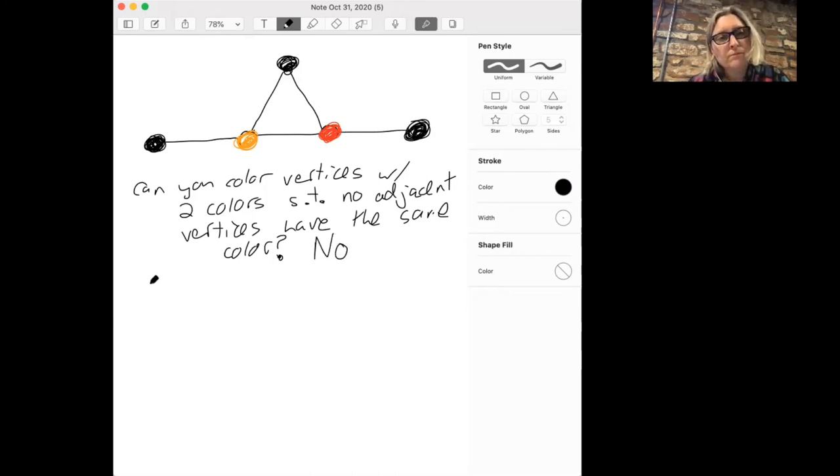Okay, so the answer here is no. And we'll see that the real question going on here is whether or not this graph is bipartite, meaning whether you can put all the vertices onto either the left side or the right side so that no two left-hand vertices are connected and no two right-hand vertices are connected. And here we can't do that. Like if we started putting this one on the left, then this one would have to be on the right. And then this one would have to be on the left, but then this one's connected to both the left one and the right one. So we're gonna learn more about this later, but we're gonna say that this is not a bipartite graph.